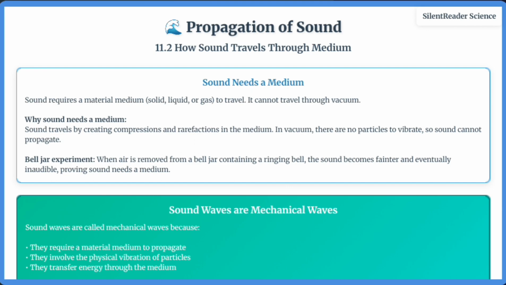Compressions are regions where particles are crowded together, creating high pressure, while rarefactions are regions where particles are spread apart, creating low pressure. These compressions and rarefactions travel through the medium, transferring energy from the source to our ears.